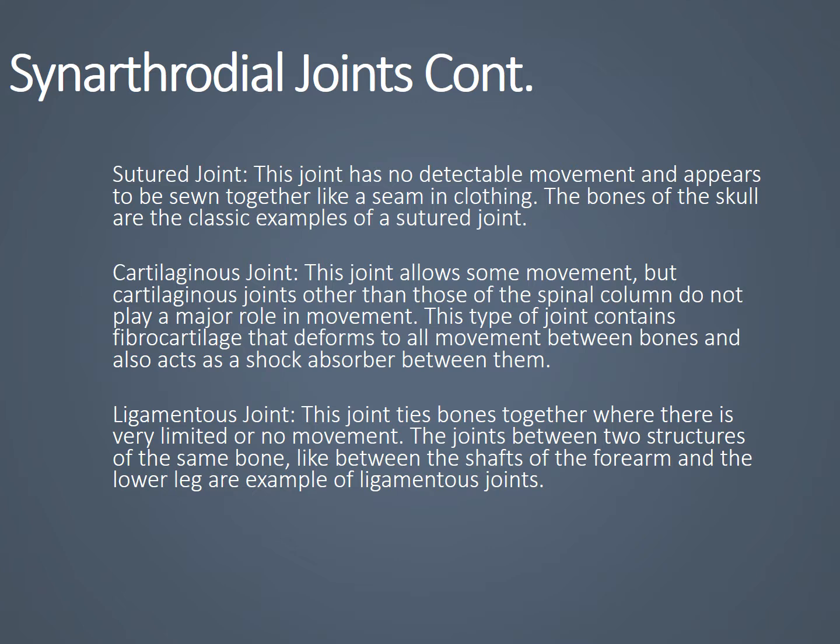Ligamentous joint. This joint ties bones together where there is very limited or no movement. The joints between two structures of the same bone, like between the shafts of the forearm and the lower leg, are good examples of ligamentous joints.